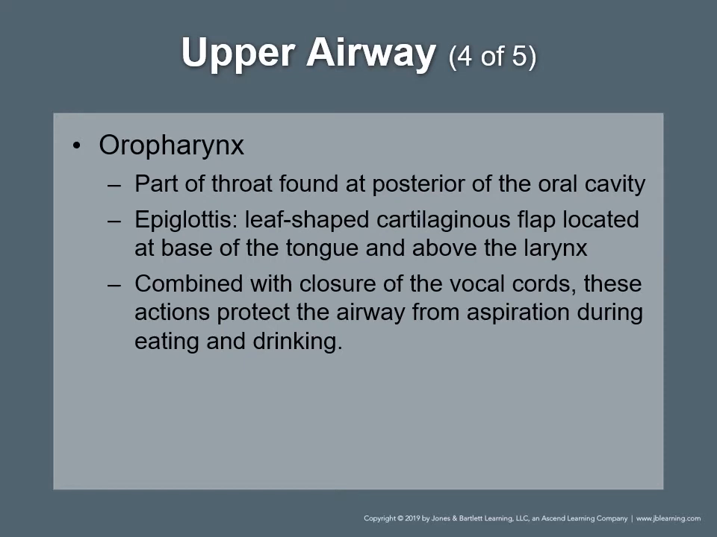The oropharynx is the part of the throat found at the posterior of the oral cavity. The epiglottis is a leaf-shaped cartilage flap located at the base of the tongue and above the larynx. Combined with closure of the vocal cords, these actions protect the airway from aspiration during eating and drinking.